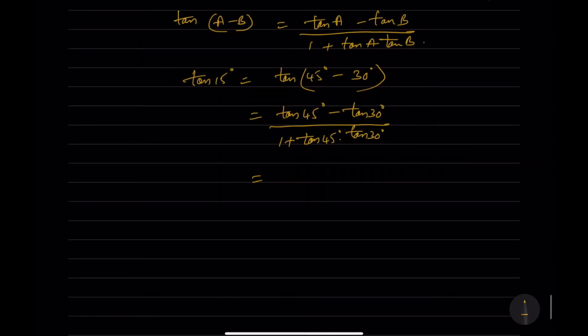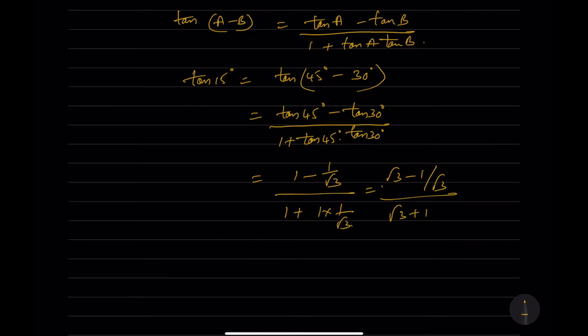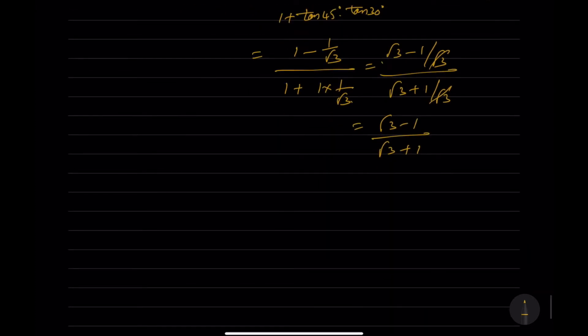So tan 45 is equal to 1, minus tan 30, which is 1 by root 3, divided by 1 plus 1 into 1 by root 3, which is equal to root 3 minus 1 divided by root 3, by root 3 plus 1 divided by root 3. Root 3 will get cancelled, so you are getting root 3 minus 1 by root 3 plus 1. If you rationalize this, the rationalizing factor for the denominator is root 3 minus 1 by root 3 minus 1.